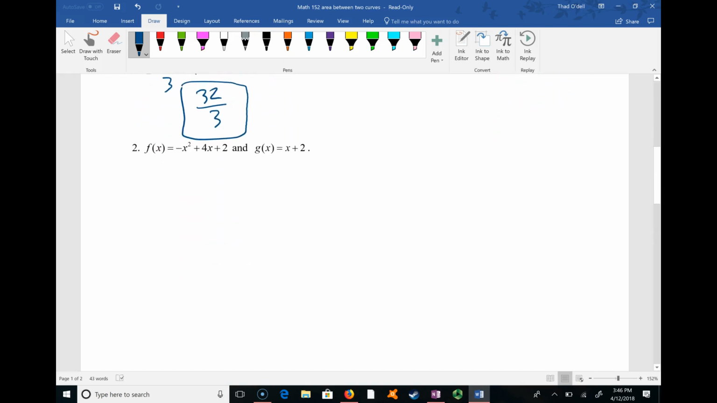Okay, moving right along. We'd want to graph those things to see what they look like. If you know off the top of your head what it looks like, great. If you don't, you can always graph it in your graphing calculator.